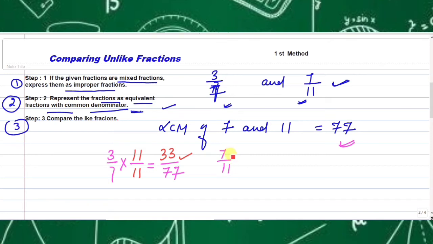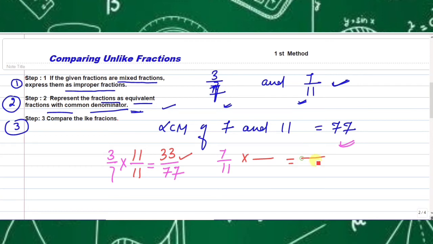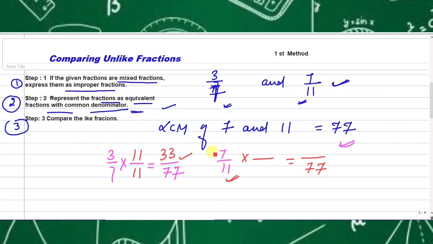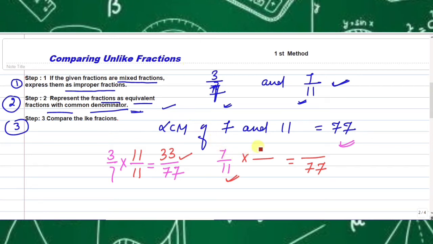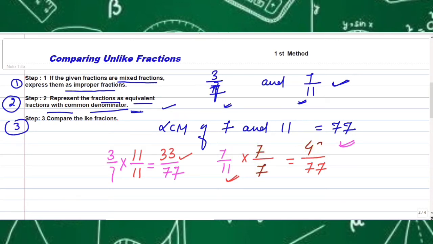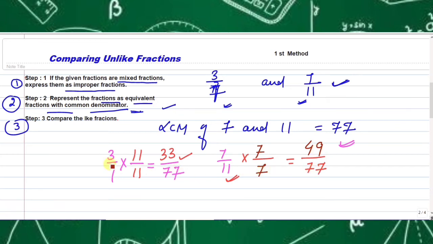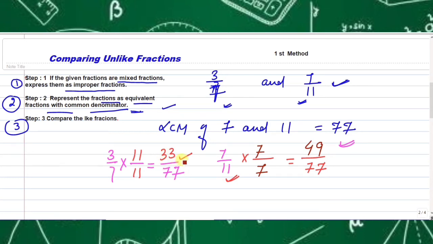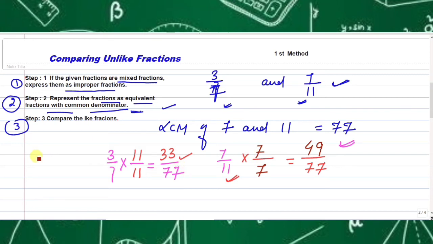In the same way you have to convert 7 by 11 to have the denominator 77. Now you know that in the 11's table, the 7th number gives 77. So I will multiply this by 7. 7 sevens are 49 and 11 sevens are 77. Now I have made equivalent fractions with a common denominator. Now compare the like fractions.